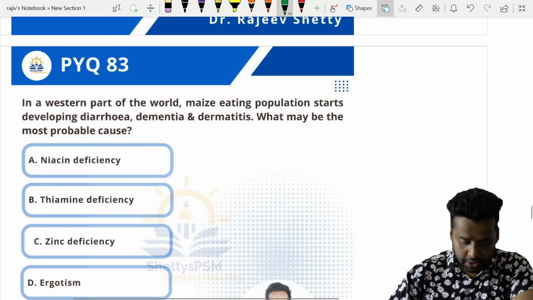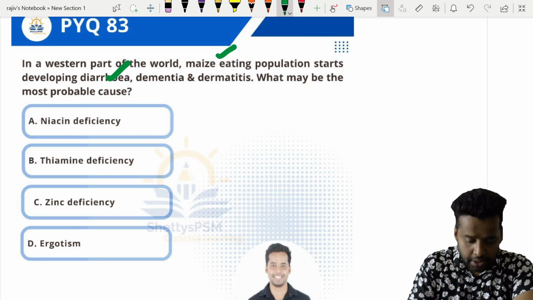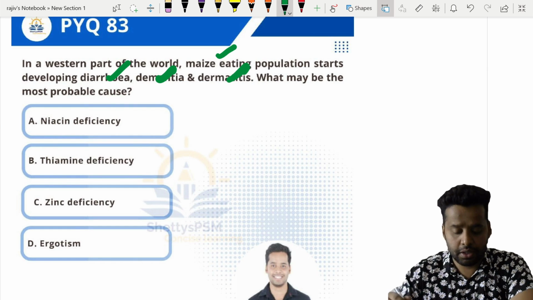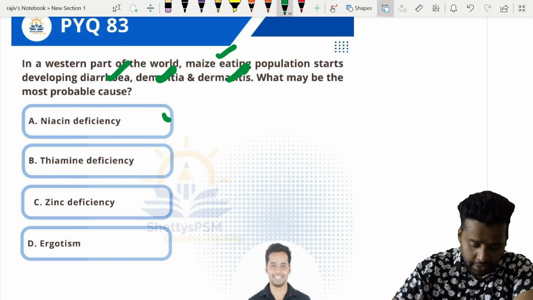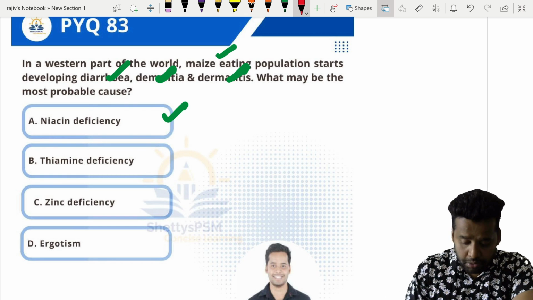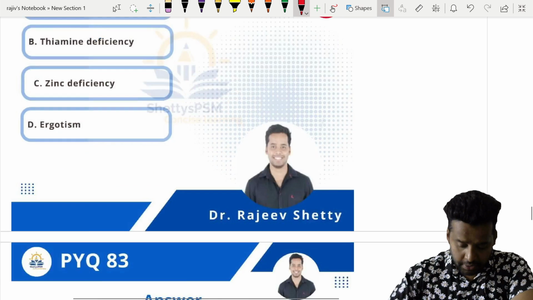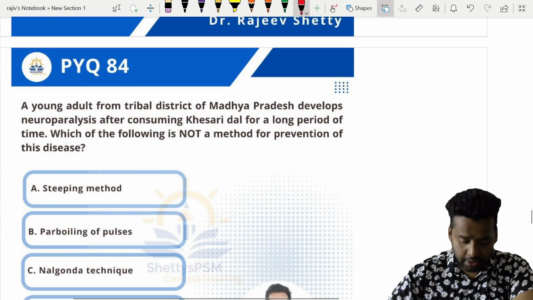Patient with maize eating history, and they're complaining of diarrhea, dermatitis, and dementia. Very easy question. It is pellagra, and pellagra is due to niacin deficiency. The reason why there is pellagra in maize is due to lack of tryptophan. There is no tryptophan, so there is no niacin synthesis. That can lead to pellagra.